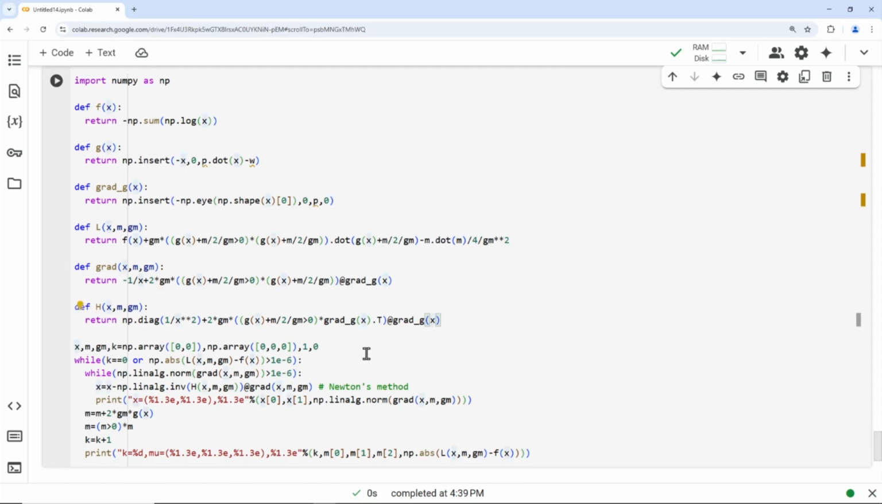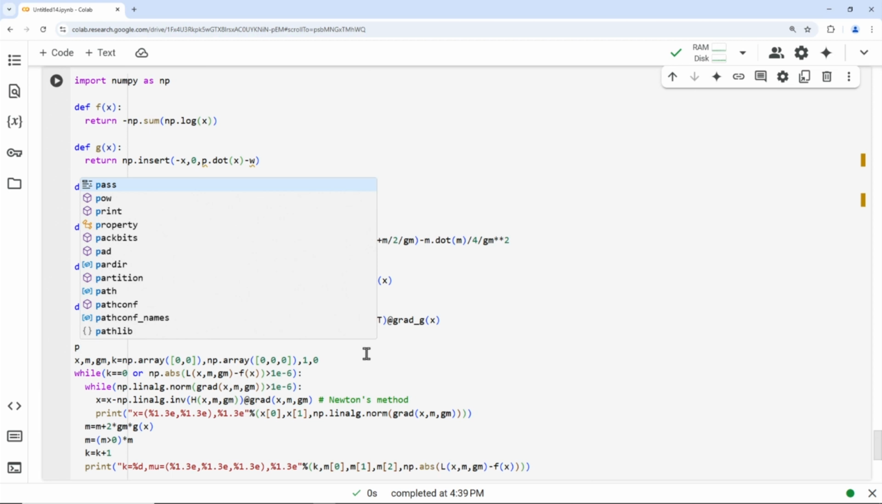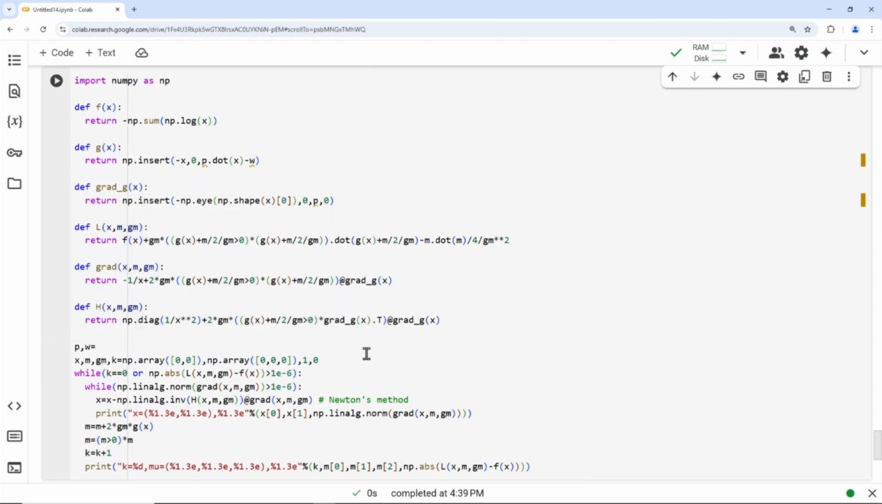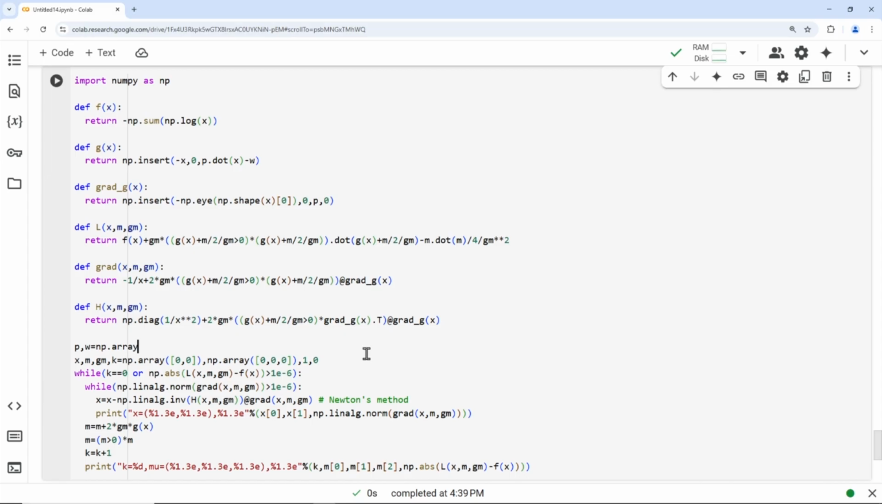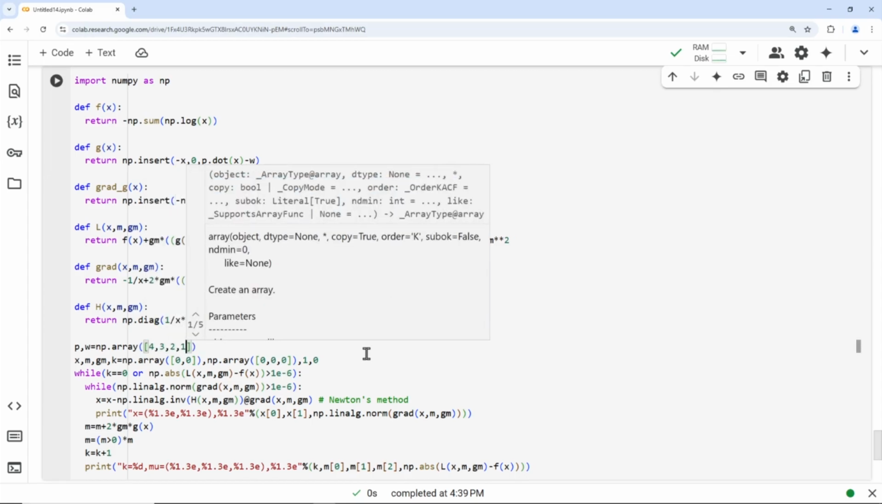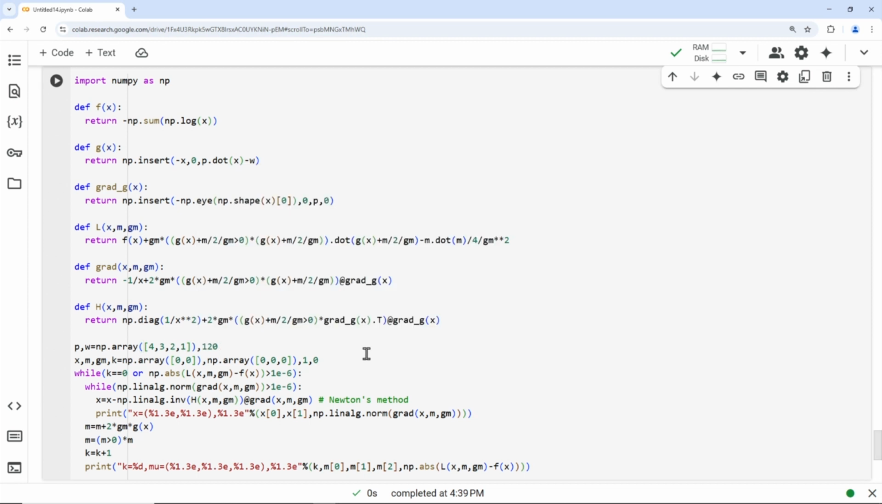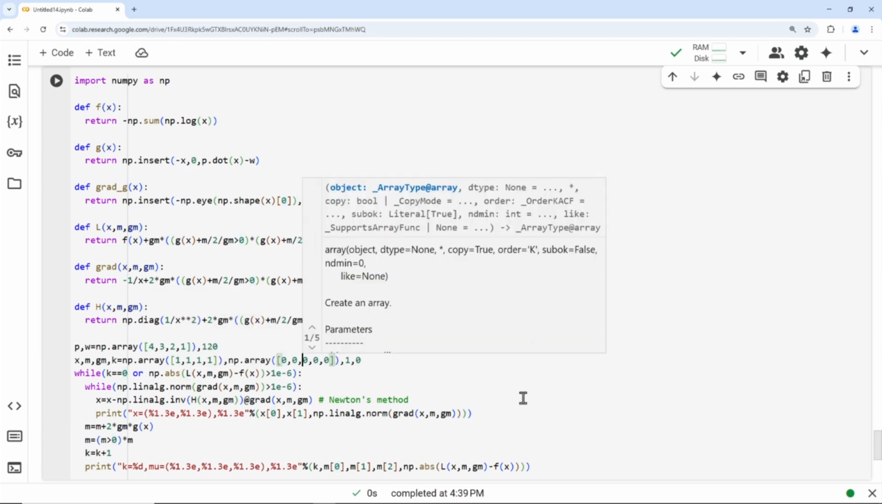Now we will have to define what p and w are. We will consider a 4-dimensional problem, a consumer buying 4 items. The price of item 1 is 4, price of item 2 is 3, price of item 3 is 2, and price of item 4 is 1. So I am just going to write this as 4 3 2 1. Let's say the wealth that he has is 120. Since it's a 4-dimensional problem, x has to have 4 values, and it's not good to start with 0 because log 0 is not defined. So we will start with 1 maybe. The number of constraints is 4 plus 1, 5, so here you can start with all zeros, let's say 5 zeros.